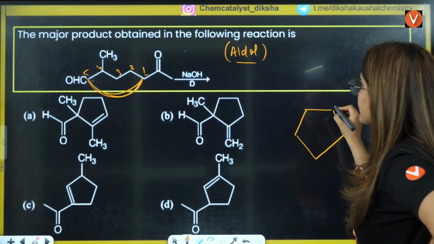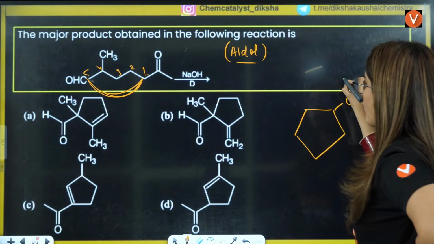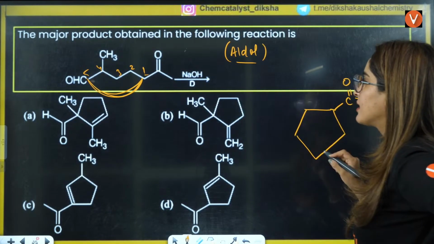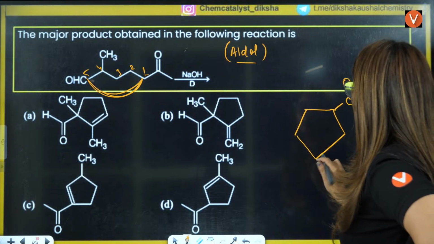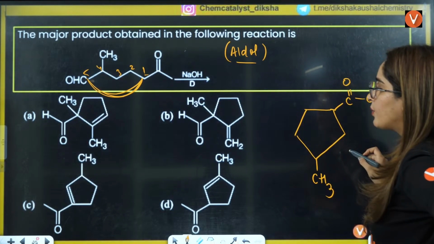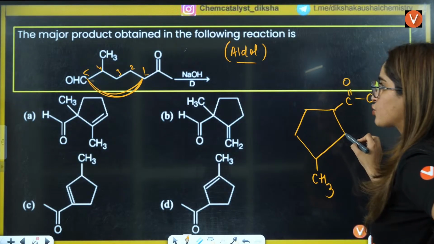Wait a minute. Let's say this is first position. First position you have C double bond O, and this is CH3, right? Then you have 2, 3, 1, 2, 3. 4 position you have CH3. Then here, in the 5th position, you have CHO.